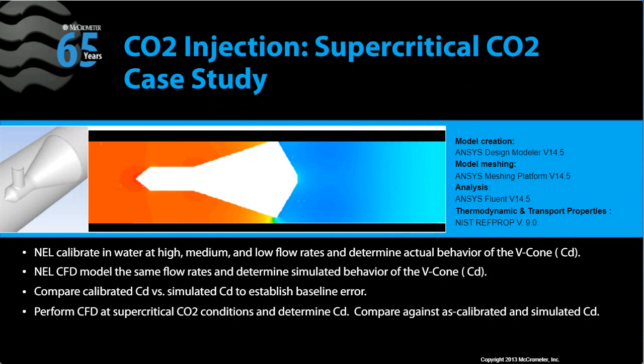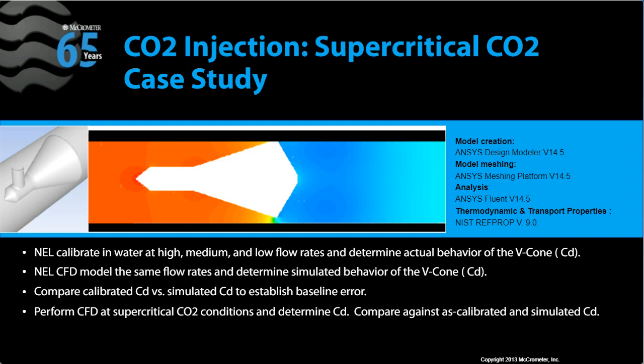So in order to work on these types of applications, McCrometer worked with a third-party calibration facility in the UK named NEL. The way we calibrate these types of meters with NEL is that NEL first calibrates the meter in water at high, medium, and low flow rates and determines the actual behavior of the V cone, which is the coefficient of discharge. Now, they're basically trying to imitate how CO2 would act, but by using water.